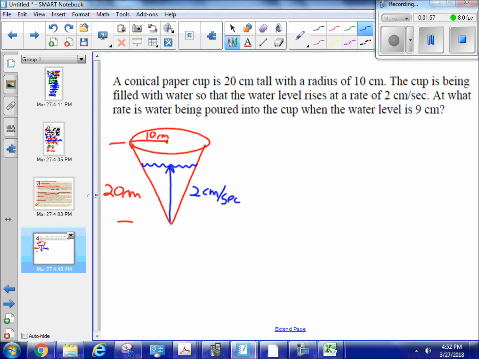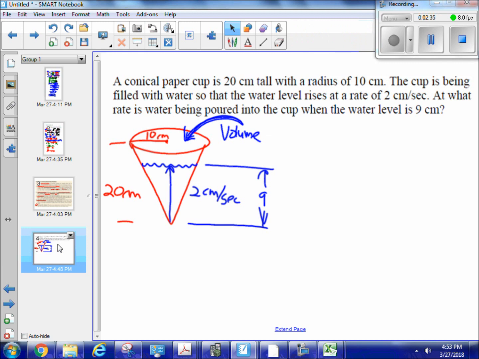At what rate is water being poured into the cup? So water is going into this cup here, when the water level is 9 centimeters. So right here, this distance from there to there, is 9 centimeters. So water is being poured into the cup. That means this is a measure of volume. While pouring water into the cup, it is filling up, and I want to know at what rate the water is filling up.